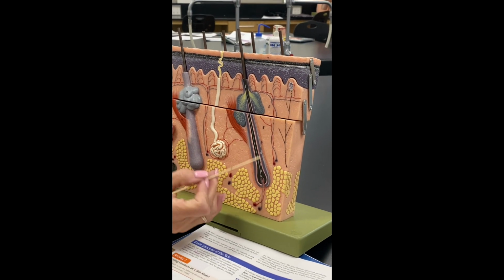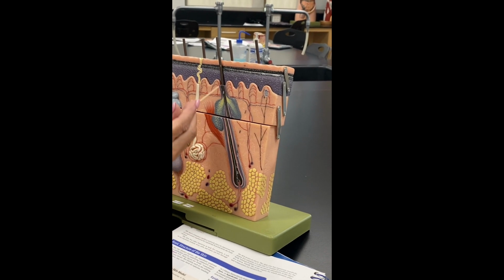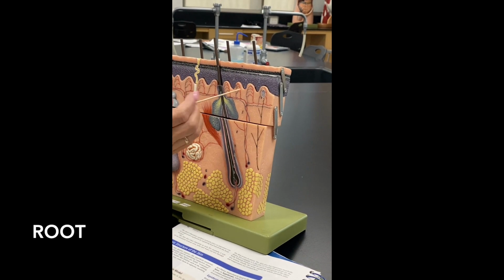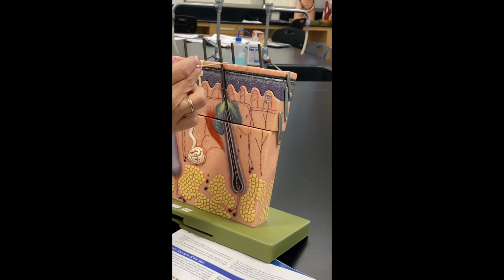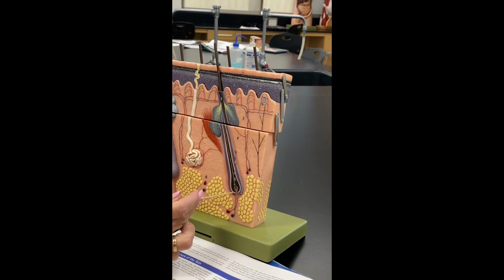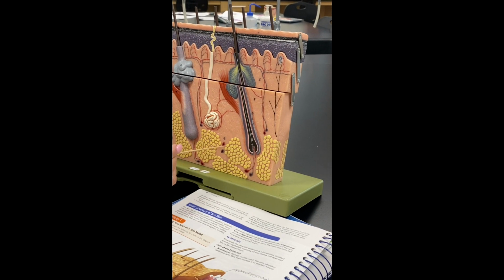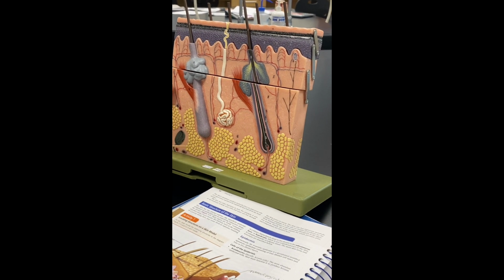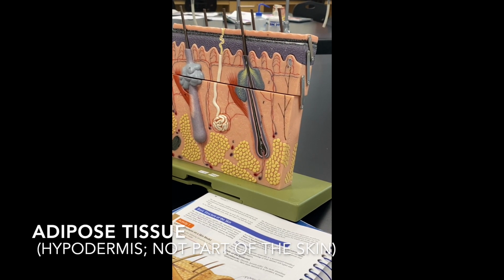The root, all right? So all this part here of the hair is your root, okay? Because the parts of a hair, if I look at it longitudinally, are shaft, root, bulb, okay? Your dermal vascular plexus are these that are down here. All of this is adipose tissue in your hypodermis that isn't part of your skin.